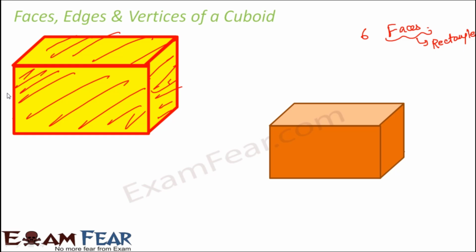So whenever you look at any 3-dimensional object, each face of that 3-dimensional object would be a 2-dimensional shape. For example, in this case, the face of the 3-dimensional cuboid is a rectangle. So each face is a 2-dimensional rectangle.